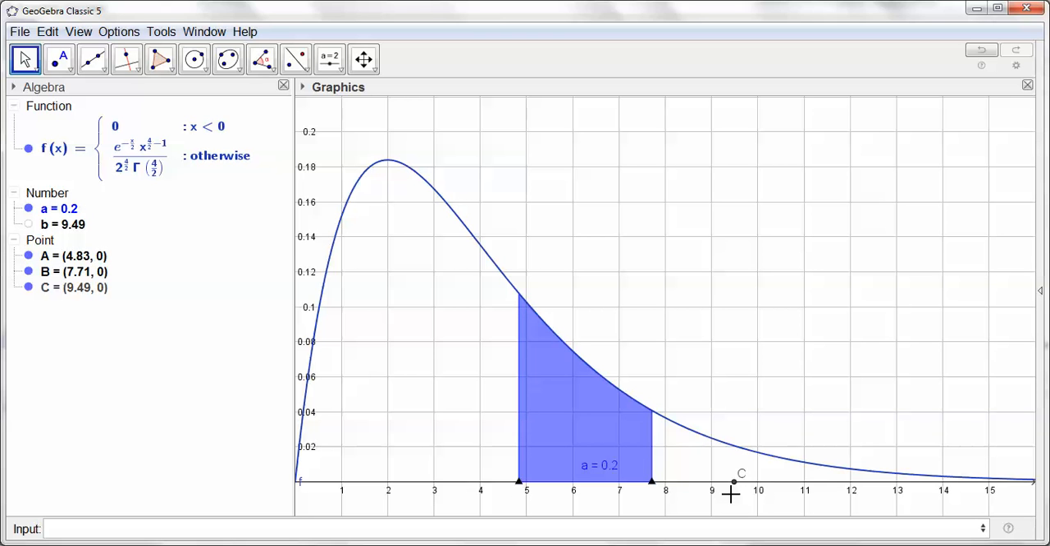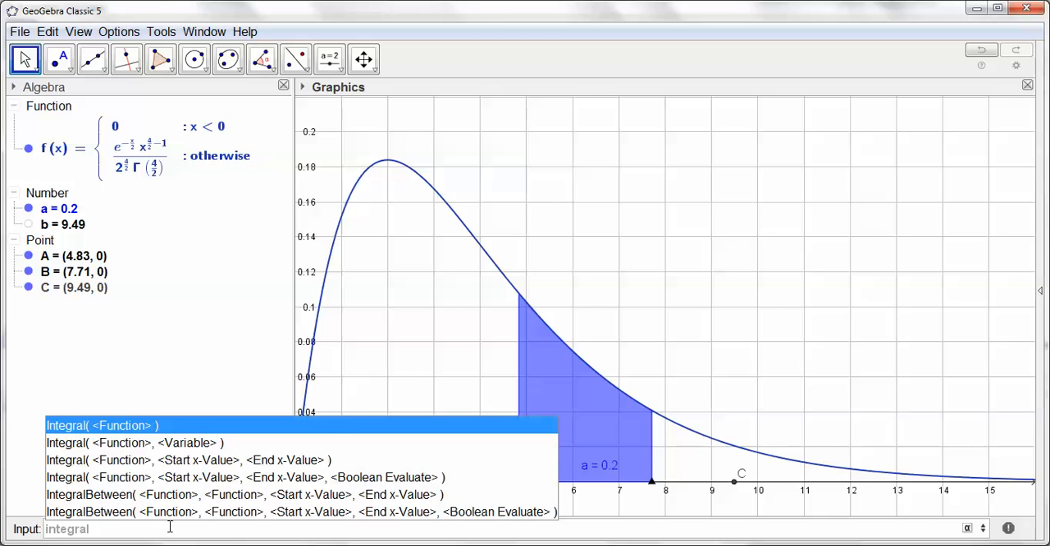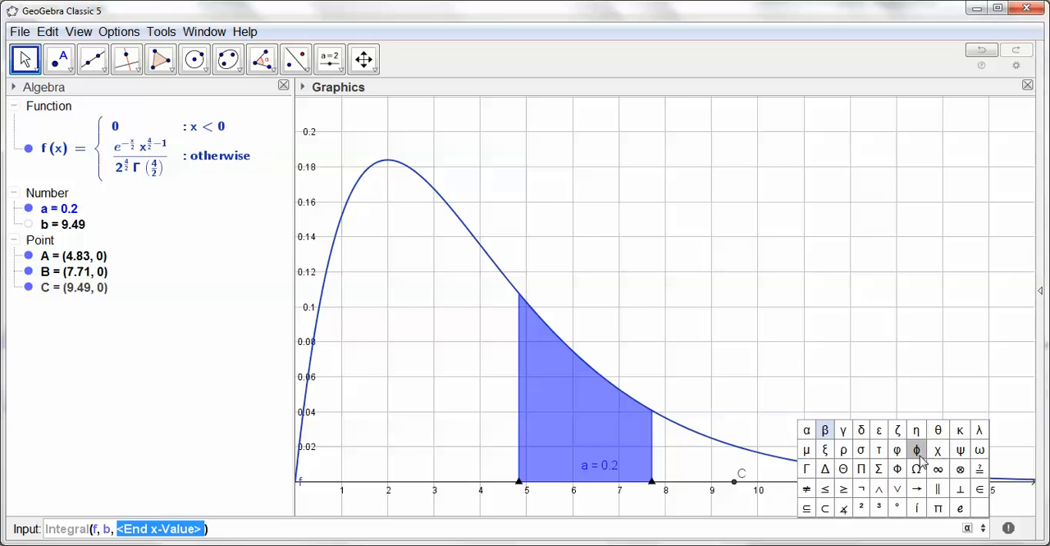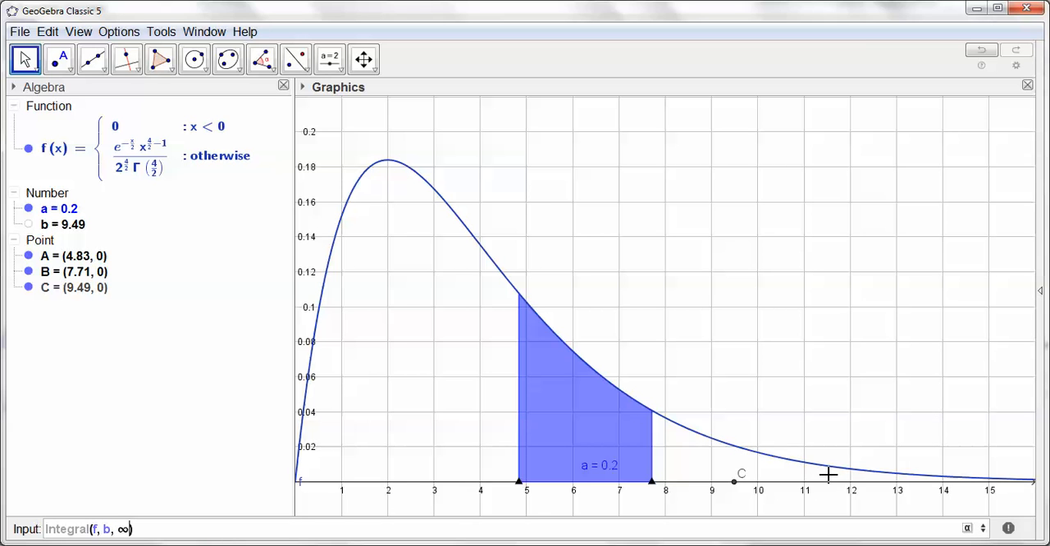So it's 5% to the right hand side of that. We can verify that by just putting in integral and choosing one of these options that's relevant. So it's this one here. The function is just called f. So f, the starting value is b, and it goes all the way up to infinity, and GeoGebra actually has an infinity. So hit enter, and it graphs that. So that's our critical region.